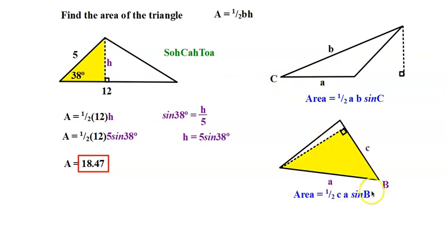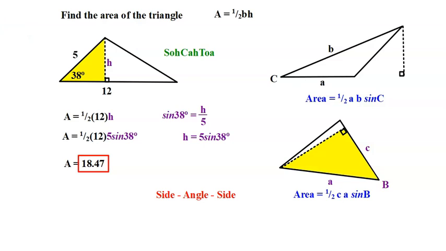It even works like this: 1/2 CA times sine of B. It's still this side times this side, times the sine of the angle between them. Notice in every case, what we have is side angle side. You're given a side, you're given another side, you're given the angle in between. Side 1, side 2, angle in between the two sides. You have to have side angle side for this to work.